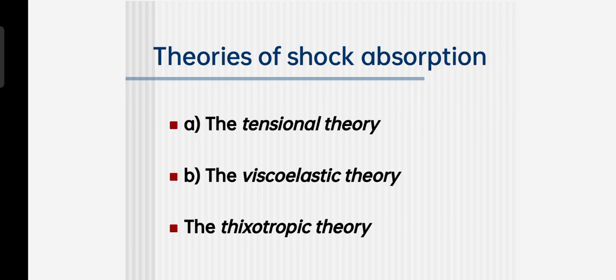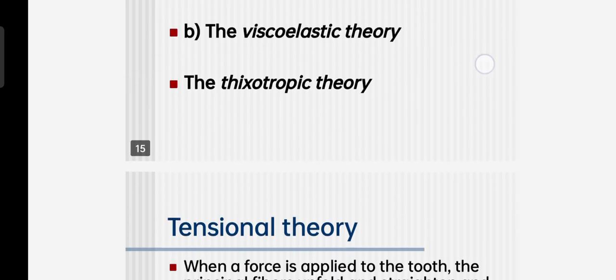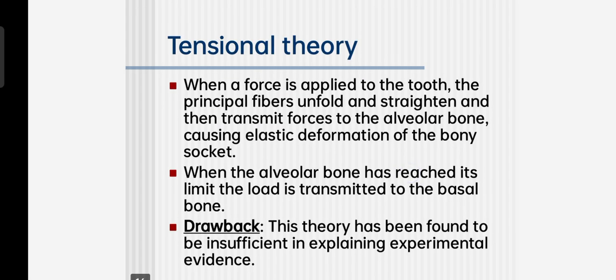Various theories have been proposed. First is tensional theory, next is viscoelastic theory, and the last is thixotropic theory. So first is tensional theory. In this theory we will be writing, when a force is applied to the tooth, the principal fibers first unfold. The collagen fibers will unfold and straighten and then transmit the force to the alveolar bone, causing elastic deformation of the bony socket.